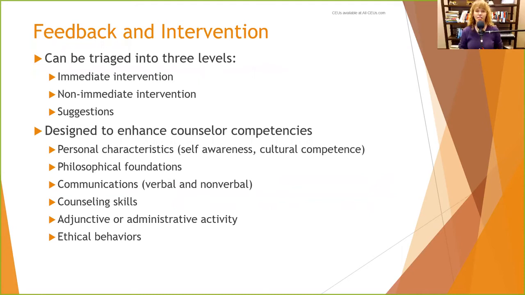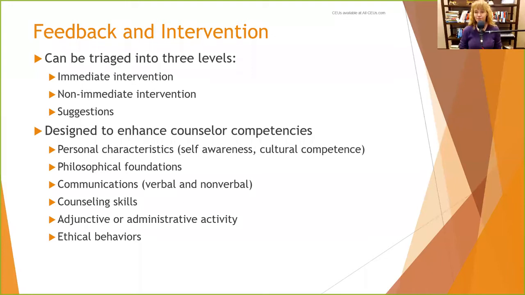Counseling skills. Obviously, this is where most of us tend to hit more in terms of providing feedback and interventions with our supervisees. We tend to not look as much at the other stuff. So counseling skills, I'm not going to belabor. Adjunctive or administrative activity. That's kind of everything in the kitchen sink.